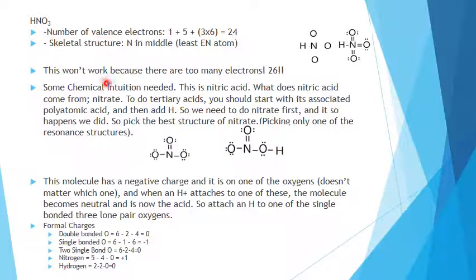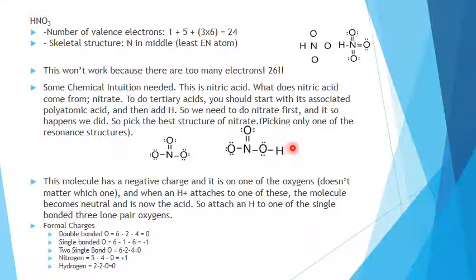Okay, so there you go. There's your structure, HNO3. This molecule right here has a negative charge on it, nitrate, and so what we do is we put an H plus on either one of these oxygens. And now we end up with this. Okay. And there's your structure.